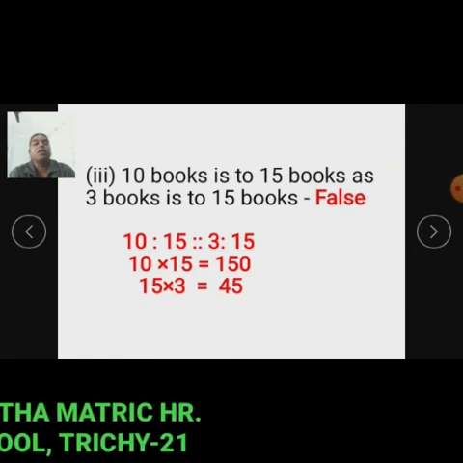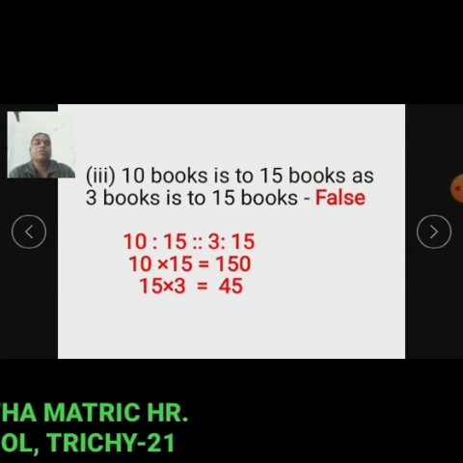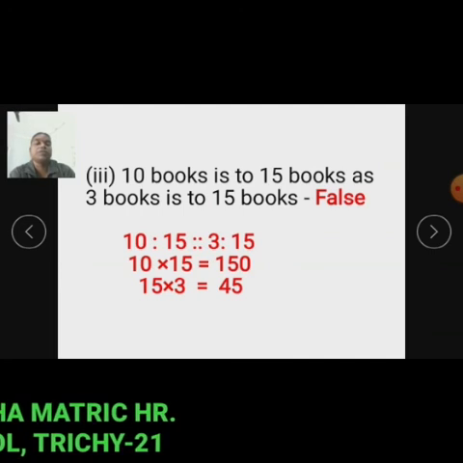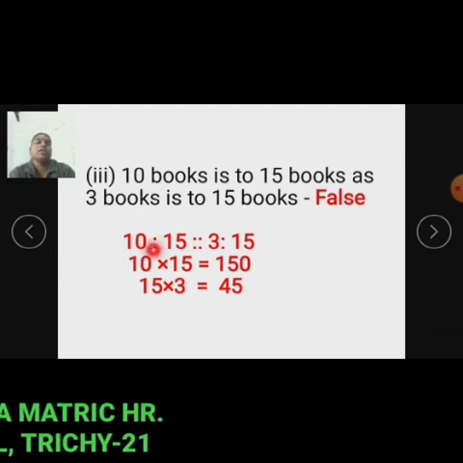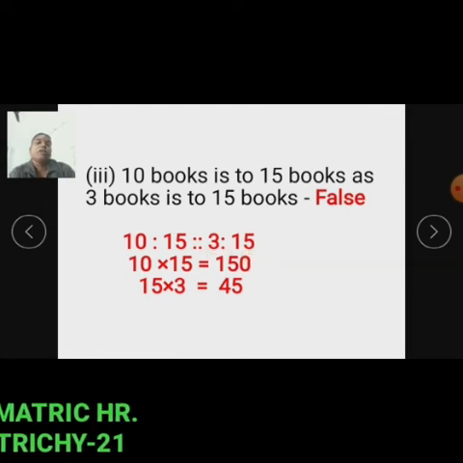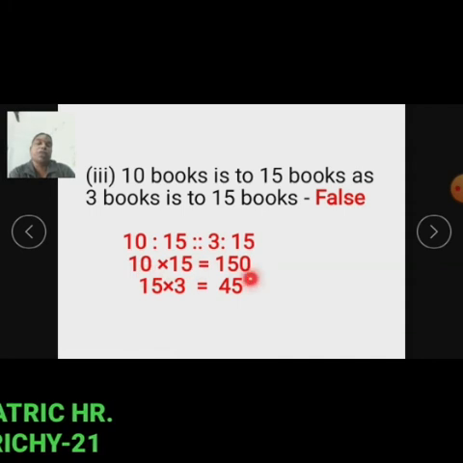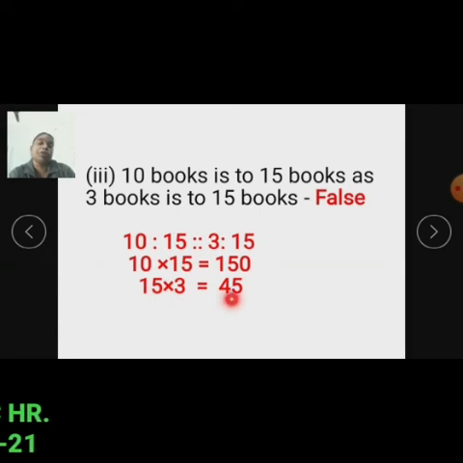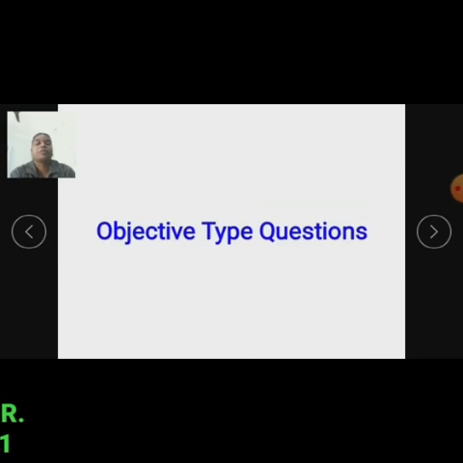Subdivision 3. 10 books is to 15 books as 3 books is to 15 books. 10 is to 15 is proportion to 3 is to 15. The product of extremes 10 into 15 equal to 150. The product of means equal to 15 into 3 equal to 45. Here the product of extremes is not equal to product of means. So the statement is false.